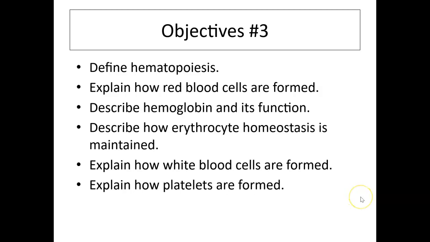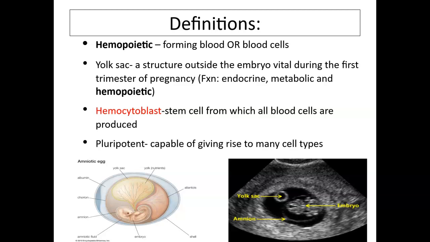In this video, I'll focus on the first three objectives on this slide, starting with hematopoiesis, and I'll end with presenting hemoglobin. Let's start with definitions. It's always important to understand terminology before a new topic is introduced. Hematopoietic or hemopoietic refer to the same thing, and that is the forming of new blood cells in blood. Your body continually makes new blood cells to replace old ones.